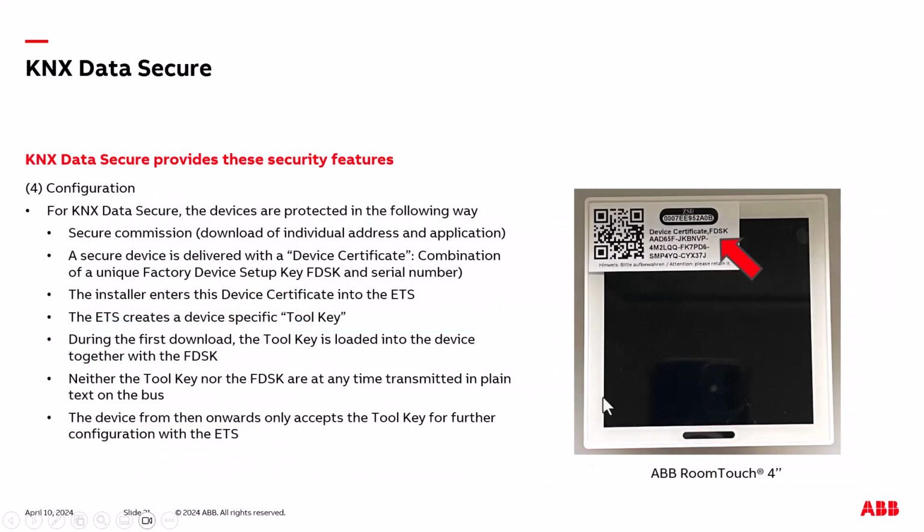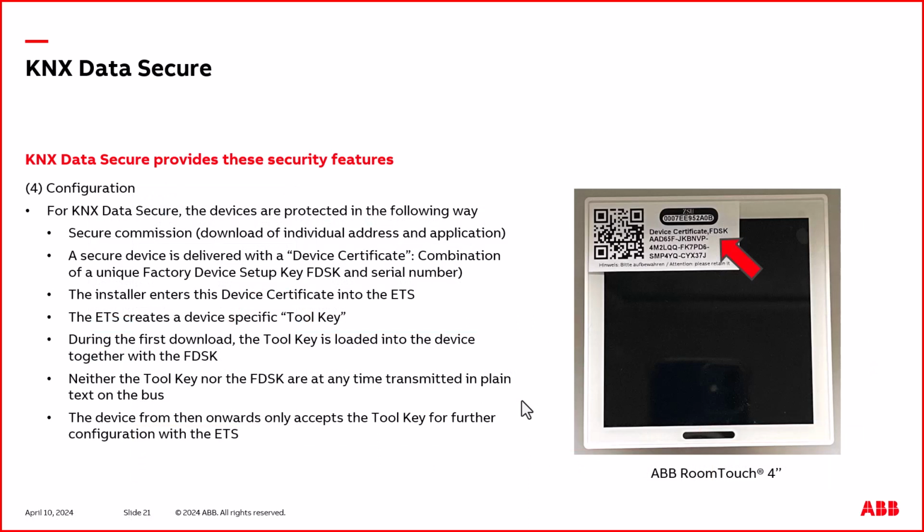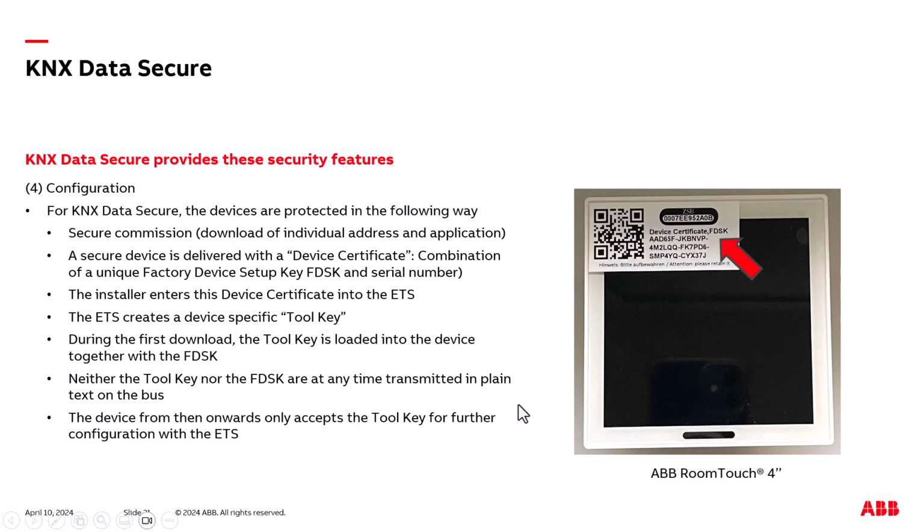And pillar number 4 is our configuration. For KNX Data Secure, we protect our devices with the so-called factory default setup key. It means at first we do the secure commissioning. On our twisted pair bus, we have the download of the individual address and the application securely. And thanks to this device certificate, which is a combination of a so-called factory default setup key, FDS key, and a serial number. Each secure device comes with this sticker. You see it here on the ABB Room Touch, the QR code to read with the webcam, or here we have the numbers and letters to enter manually in the ETS. How? I'll show you later.